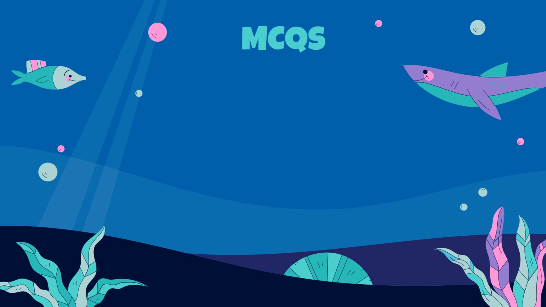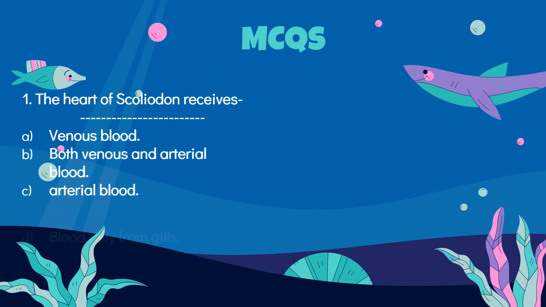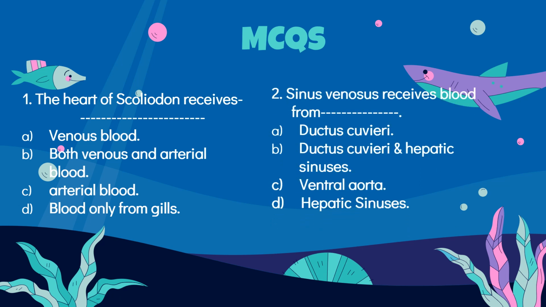Now take a pause and answer these questions. The heart of Scoliodon receives: venous blood, both venous and arterial blood, or blood only from gills. Sinus venosus receives blood from: ductus Cuvieri and hepatic sinuses, ventral aorta, or hepatic sinuses. Answers are: the heart of Scoliodon receives venous blood; the sinus venosus receives blood from ductus Cuvieri and hepatic sinuses.